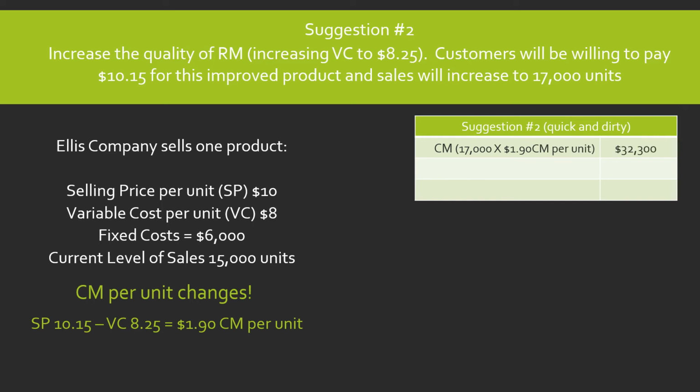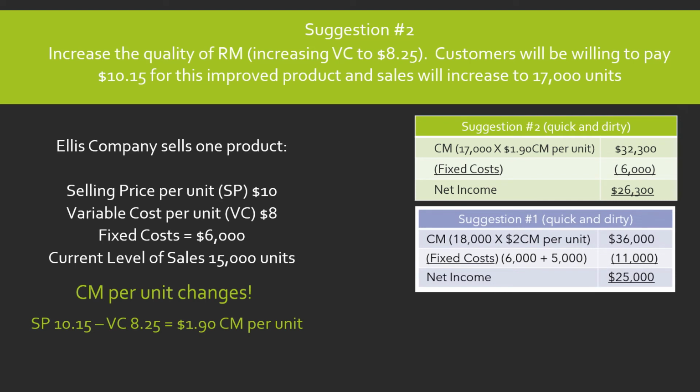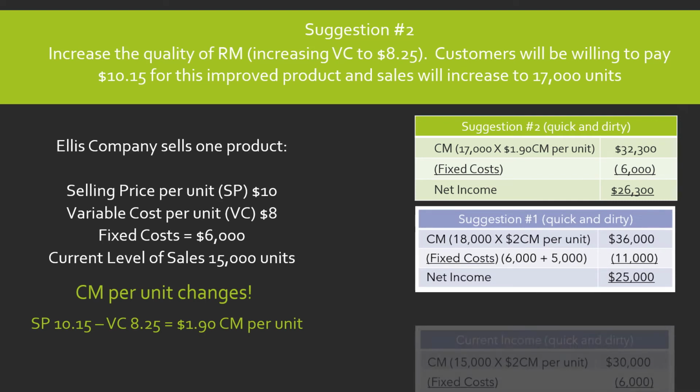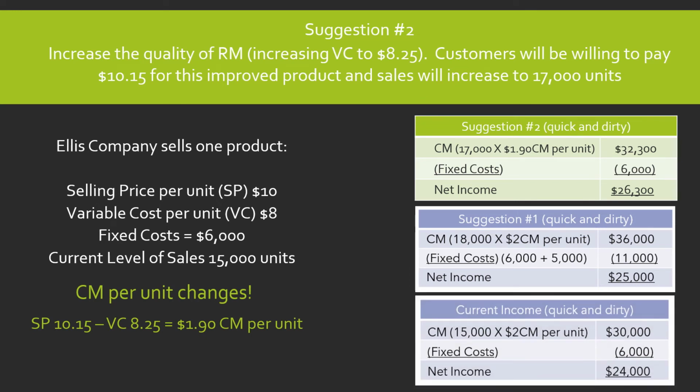Fixed costs, there's no mention of any change in fixed costs, so we will assume that it is still $6,000, because in the relevant range, a fixed cost is constant in total and doesn't change. This would give us net income projected to be $26,300. So let's look at suggestion 1. That was $25,000 of projected net income versus what I currently make, $24,000. And at this point, again, I'm always in it for the money. I'm all about suggestion 2. Suddenly, suggestion 2 is definitely my winner.